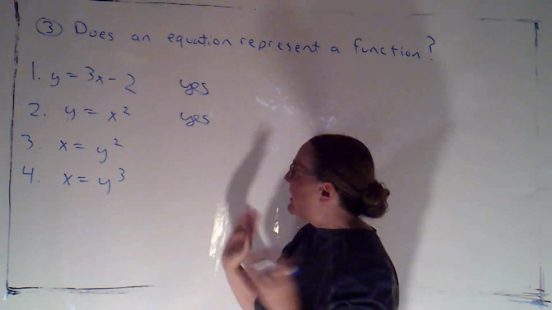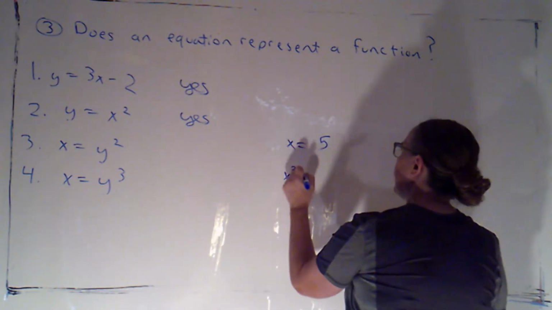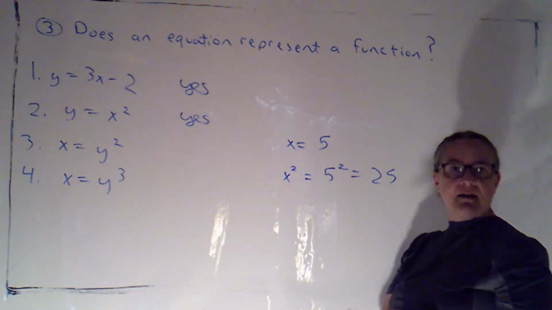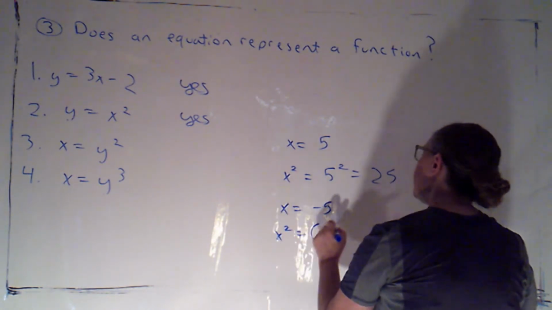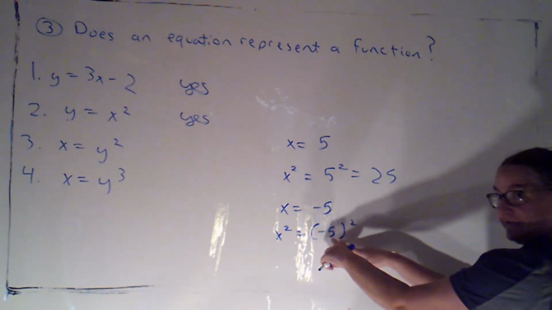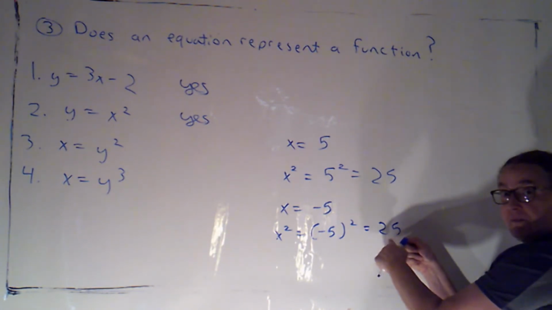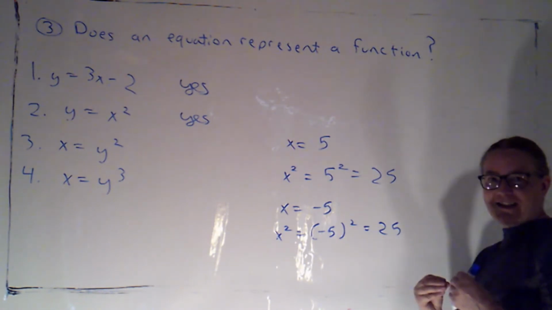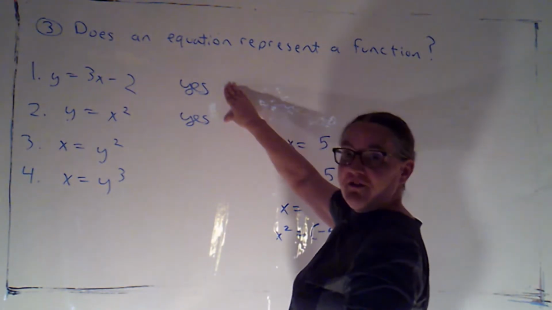Okay, if I know what x is, let's say x is 5, well then x squared is 5 squared. It would be 25. That's a unique answer. If x was negative 5, x squared would be negative 5 squared. Notice I'm squaring the whole thing, the negative sign as well as the 5. That would also be 25. That's a unique answer. Now there are 2 different x values that give me that answer, but for each x value there's a correct answer. Okay, so these 2 are functions.